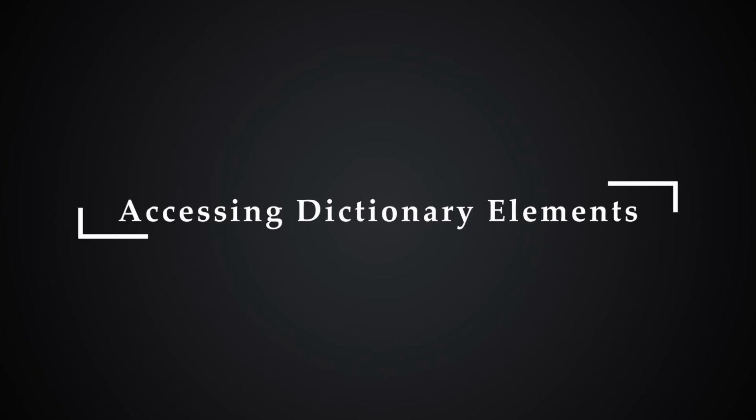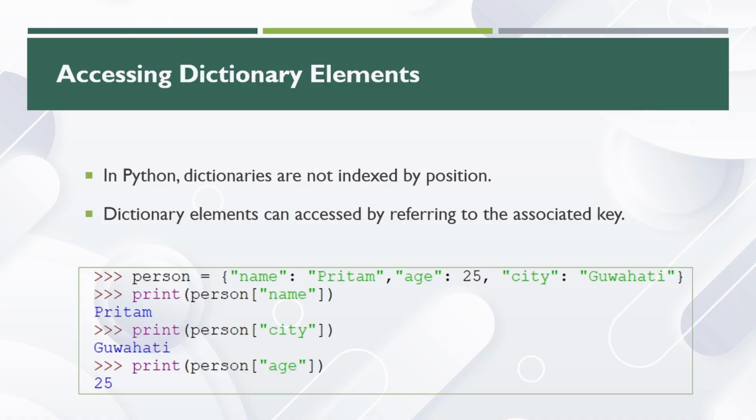Now let us learn accessing dictionary elements in Python. Unlike lists, dictionaries are not indexed by position. Instead, elements are accessed using keys. We simply use the key within square brackets to retrieve the corresponding value. In this example, we have a dictionary named person that contains 3 keys: name, age, and city. Each of these keys is associated with a specific value.